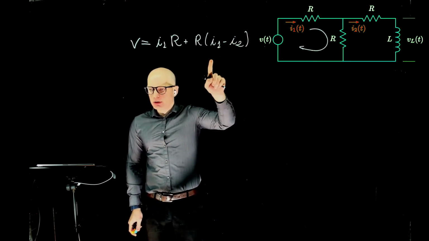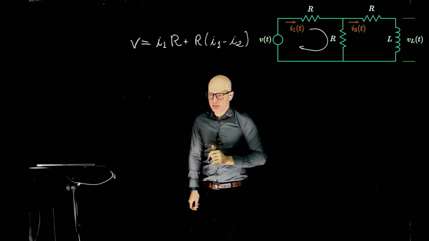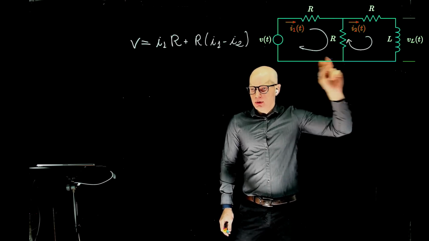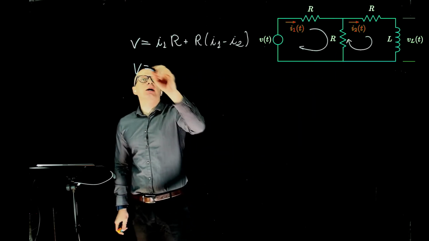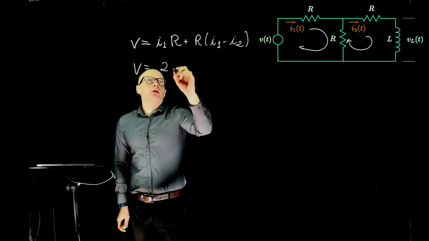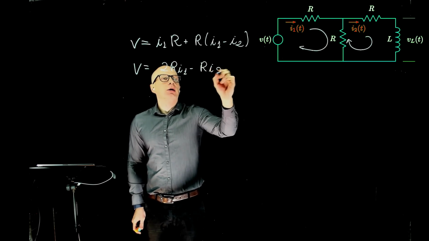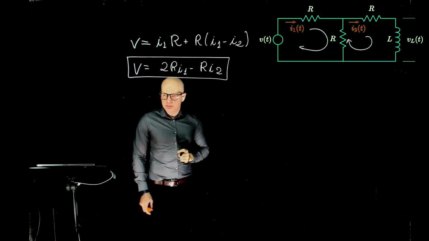Why not I2 minus I1? Because we are following this current, and that's the positive reference for us. If I2 goes up, it goes against our reference, hence the negative sign. So if we further expand this, we have 2RI1 minus RI2. So this is one of the equations.